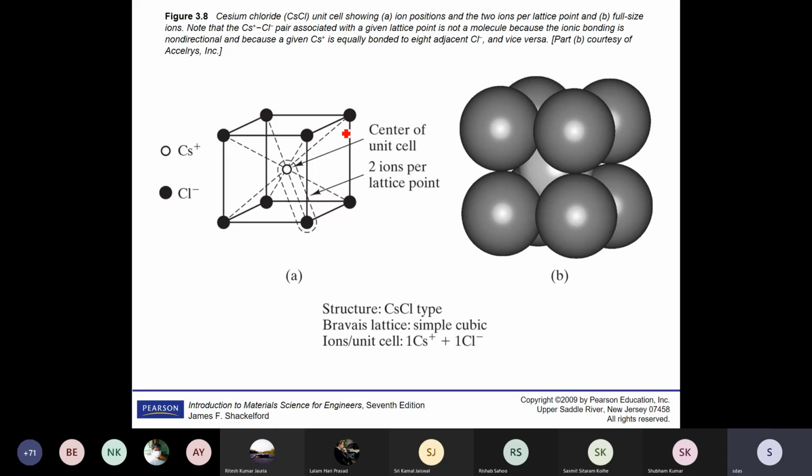This is a structure of cesium chloride structure. Tell me what is the Bravais lattice for this? So body centered cubic. Okay. The open circles are cesium atoms and these are chlorine atoms.